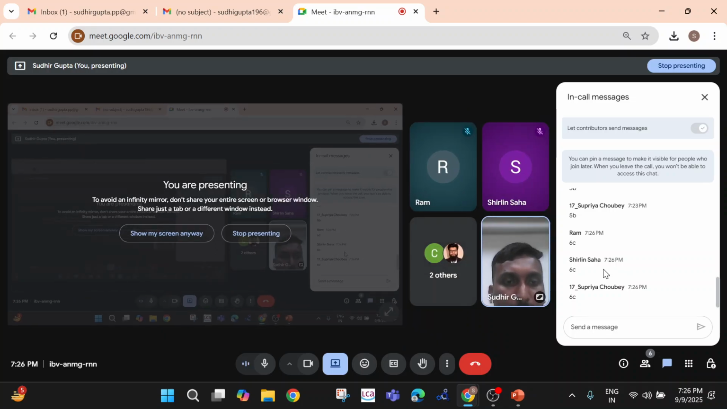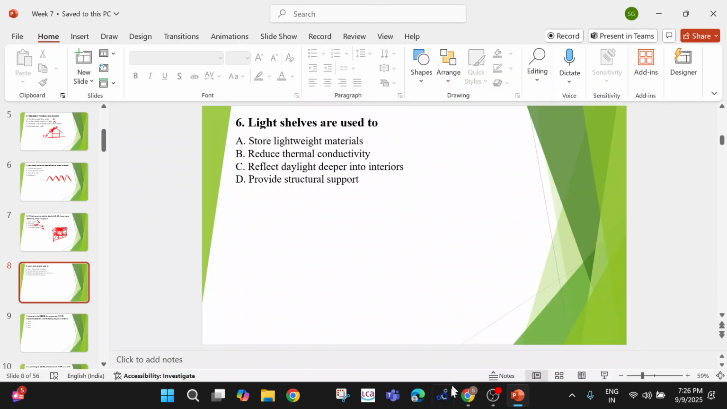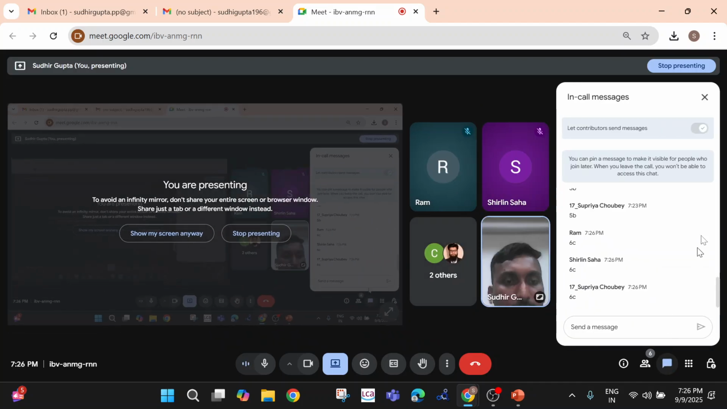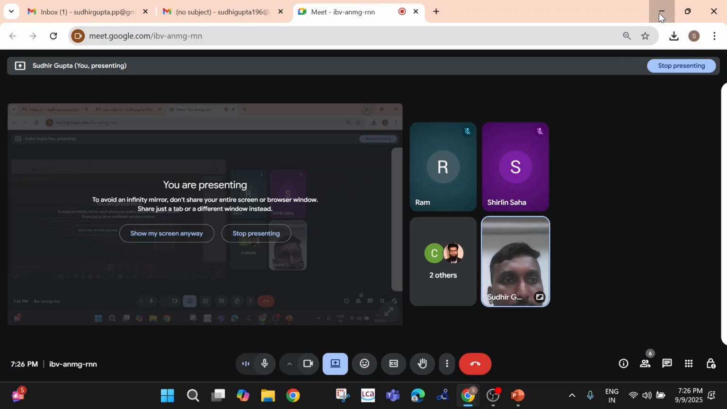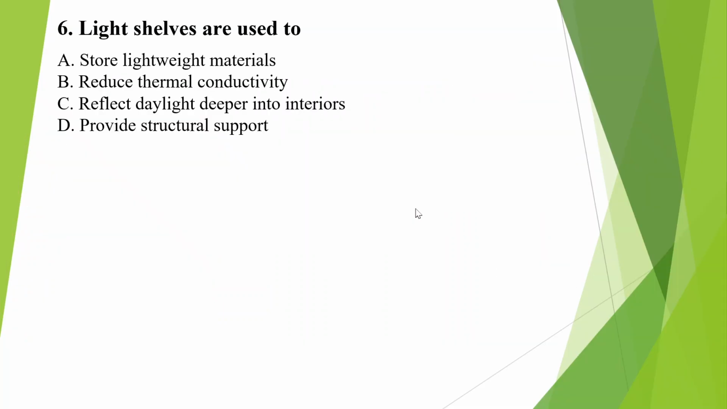As I can see, Ram was first to answer this time also, and all of you have marked the same option. All of you are saying that option C is the correct answer for question number 6. It's good to see that all of you have marked the correct answer.